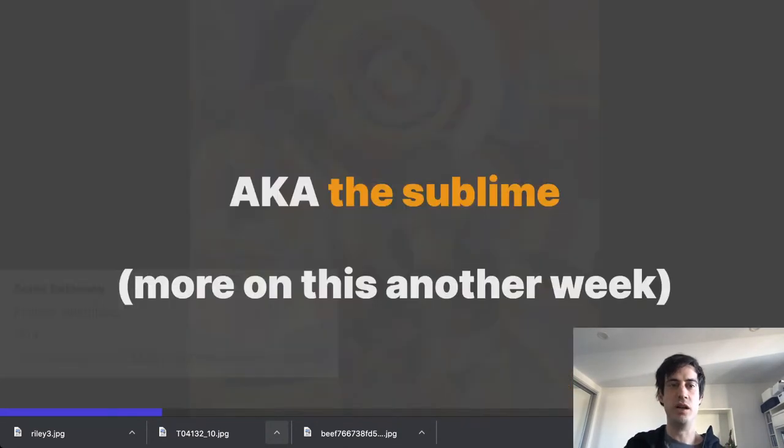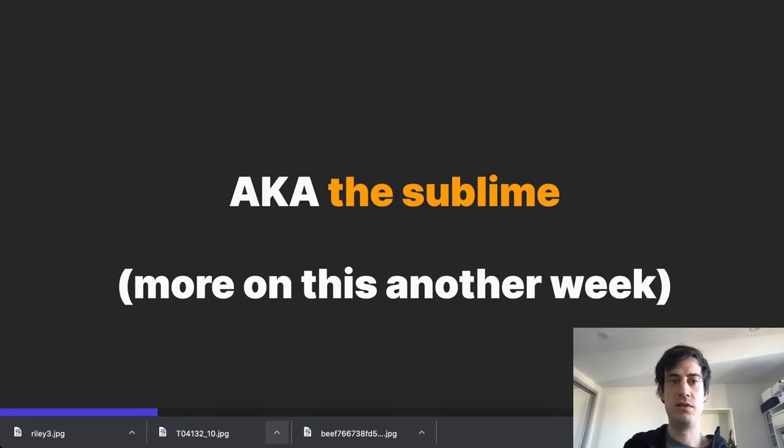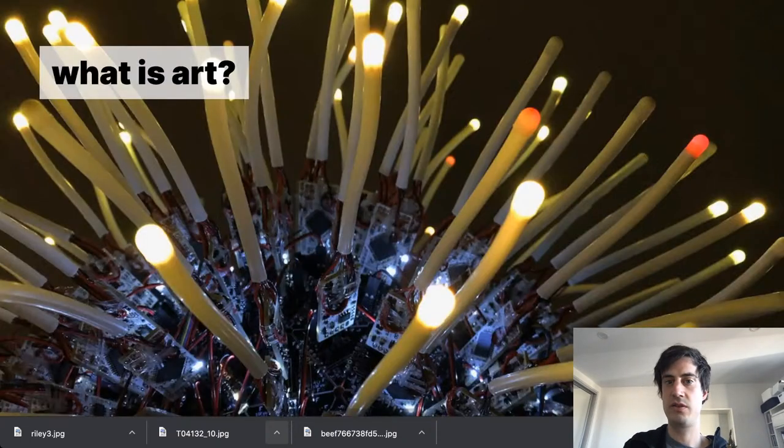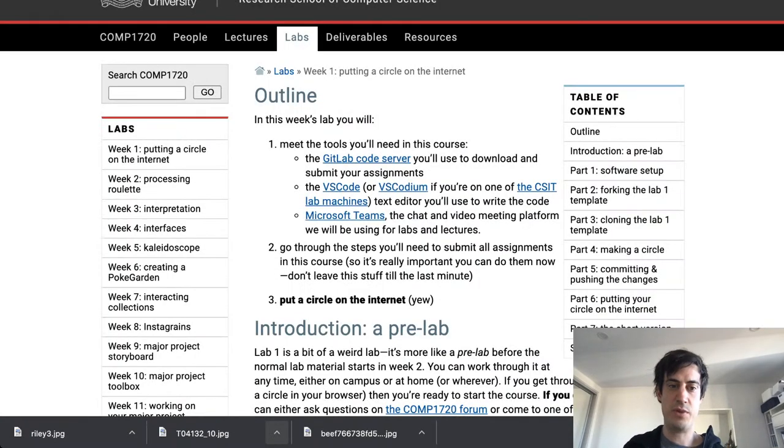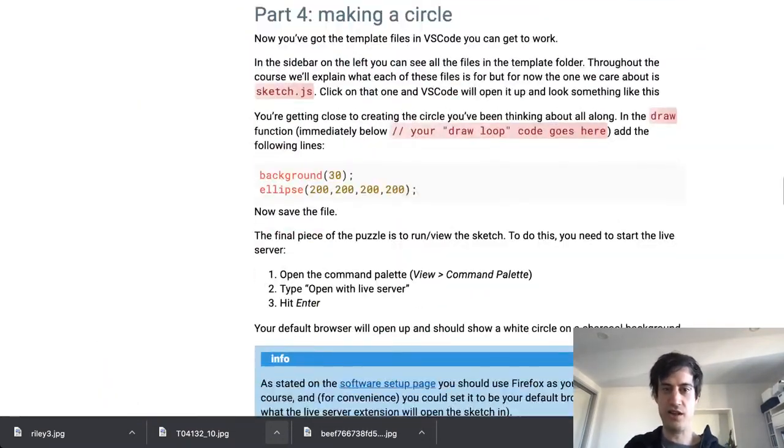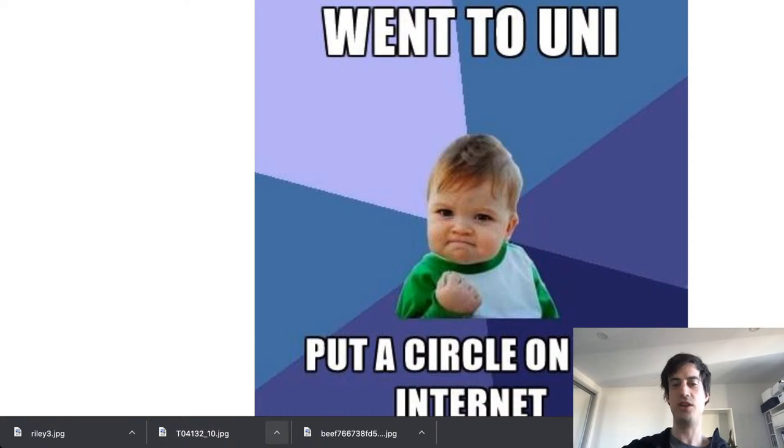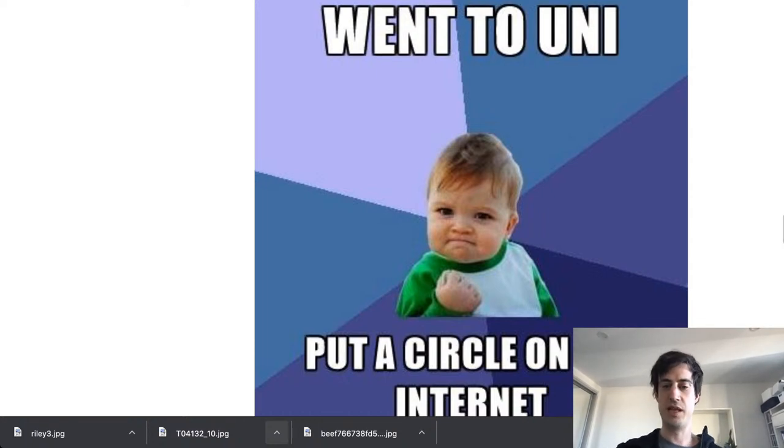So, it's week one. Your lab is going to be putting a circle on the internet. You're going to be this proud little munchkin here who went to uni and put a circle on the internet. It seems like a really simple thing to do, but imagine if you can put one circle on the internet, that means you can put two circles on the internet. And once you put two circles on the internet, you can copy and paste that to put four circles on the internet. So one circle on the internet can proliferate into a large gamut of things.